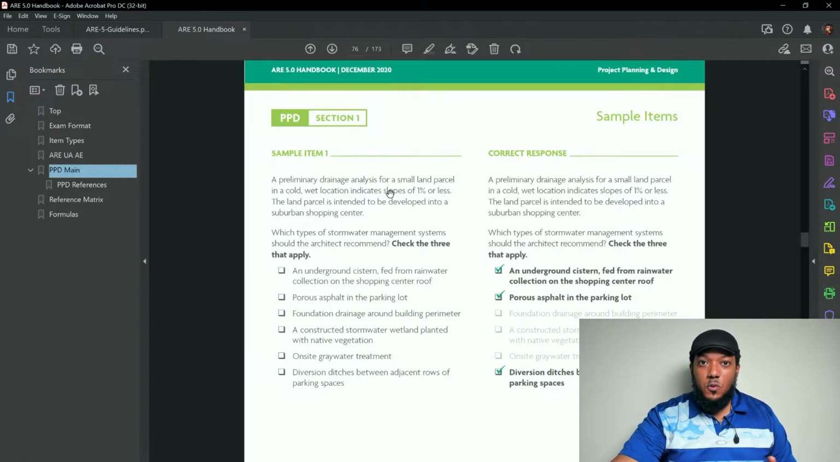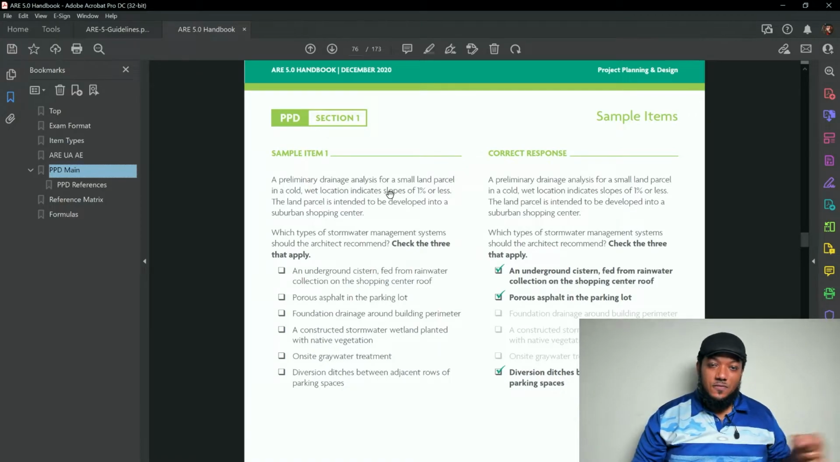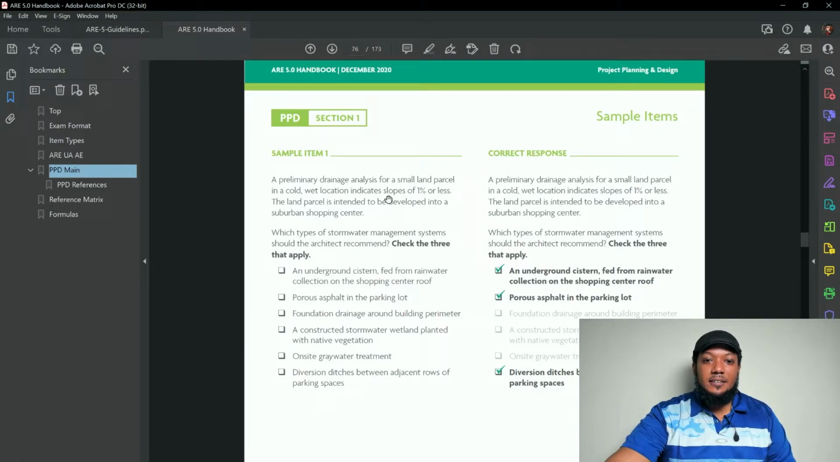Before answering, I recommend coming to the ideas for the exam before you even get started here. You need to focus on budget and on what's realistic. We're not trying to do something that will cause a maximum change. We're looking for things that are affordable and simple. I think that's one of the reasons why we can knock out things like on-site gray water treatment, or a stormwater wetland planted with native vegetation.